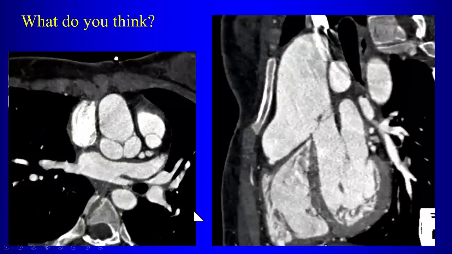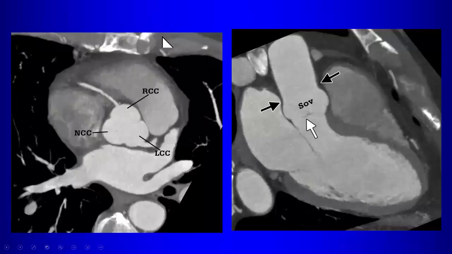Okay, over at St. Barnabas, what do we think of this case? So what do we call that? Well, that's a sinus of Valsalva aneurysm, right? So here we have a sinus of Valsalva aneurysm, okay?